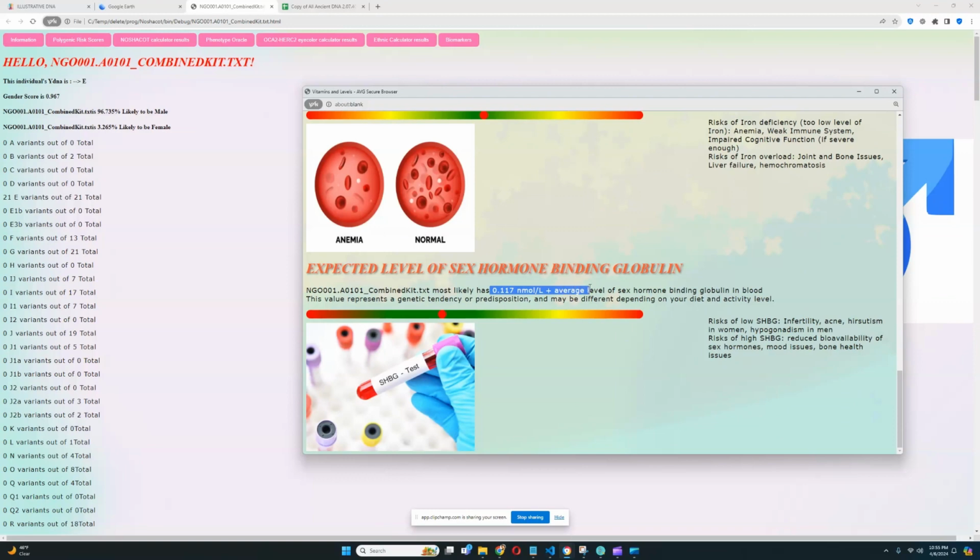You really want to have a little bit higher levels of SHBG. Typically, higher is better, unless you have way too much. So it's better to have slightly higher than slightly lower levels of SHBG in general.